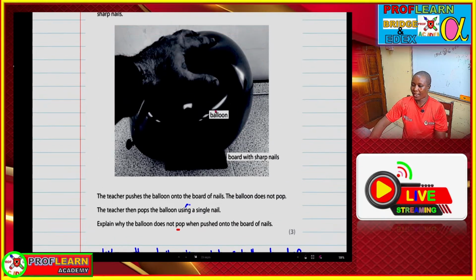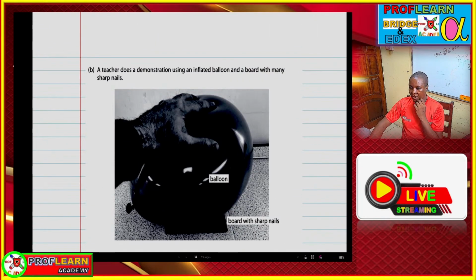Here we have a set of nails below the balloon, many nails together, but when the person compressed the balloon, it did not burst. But when he used a single nail, the balloon was able to burst. And what is the reason behind that?